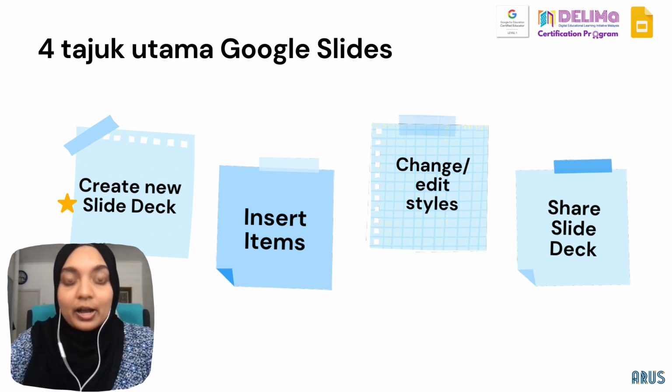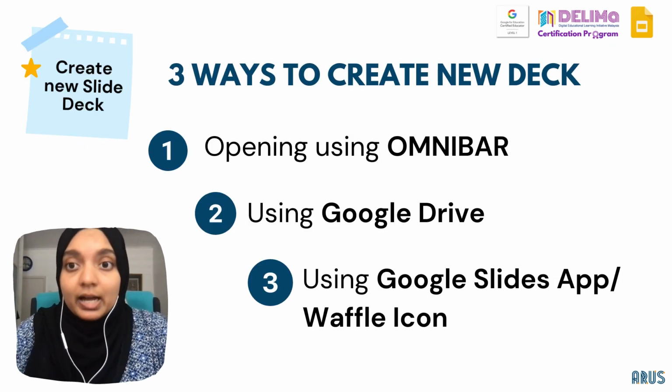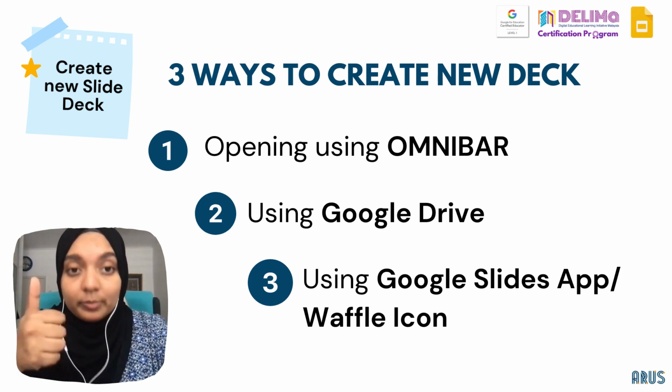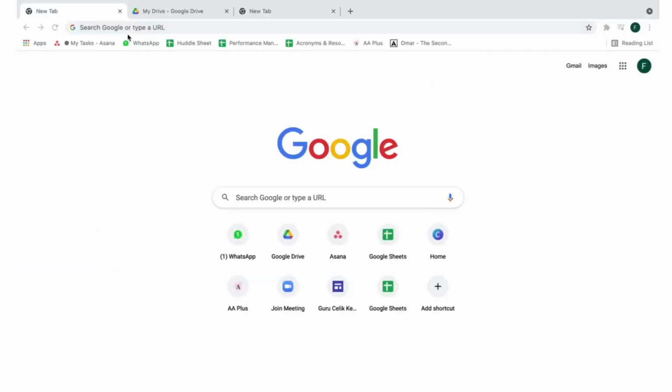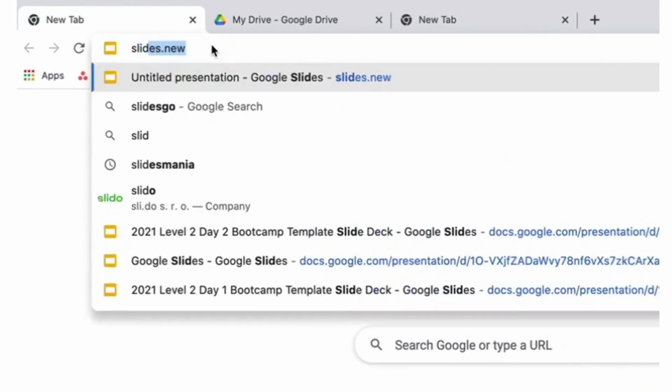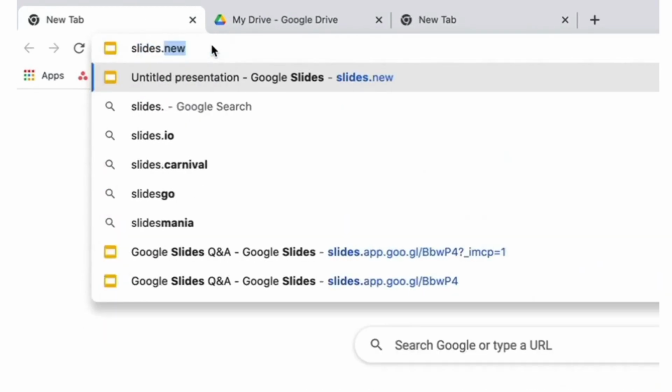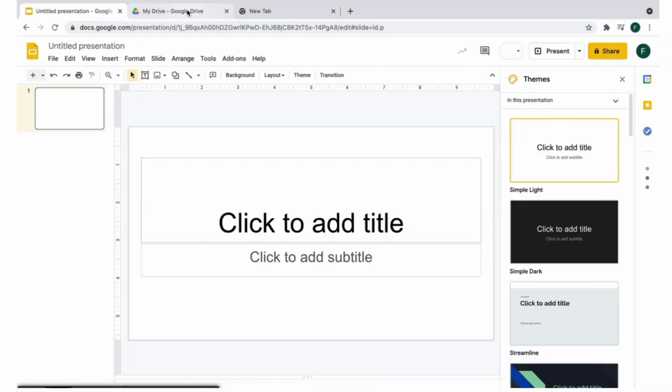Jom kita tengok cara untuk create a new slide deck. So, kita akan explore bersama 3 cara untuk create a new slide deck iaitu dengan menggunakan Omnibar, Google Drive and also Google Apps yang lebih dikenali sebagai our waffle button. Jom kita explore bersama. Cara pertama untuk buka slide deck baru is simply by typing out slides.new and click enter. It will open a new slide deck for you.